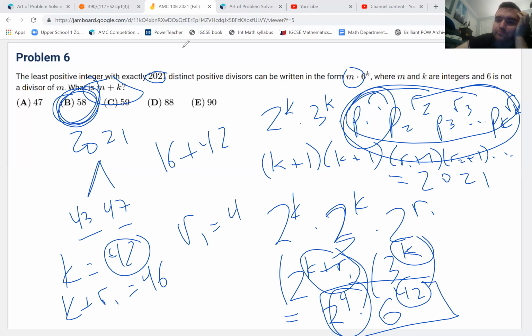Medium difficulty, right? You need to know that rule about prime factorization to really be able to solve that problem. So I would not call it an easy problem. All right, let's move on to number 7.